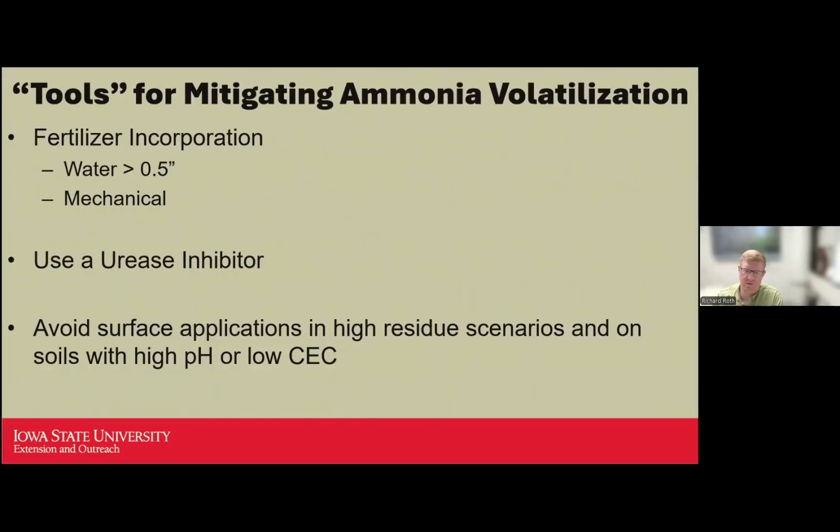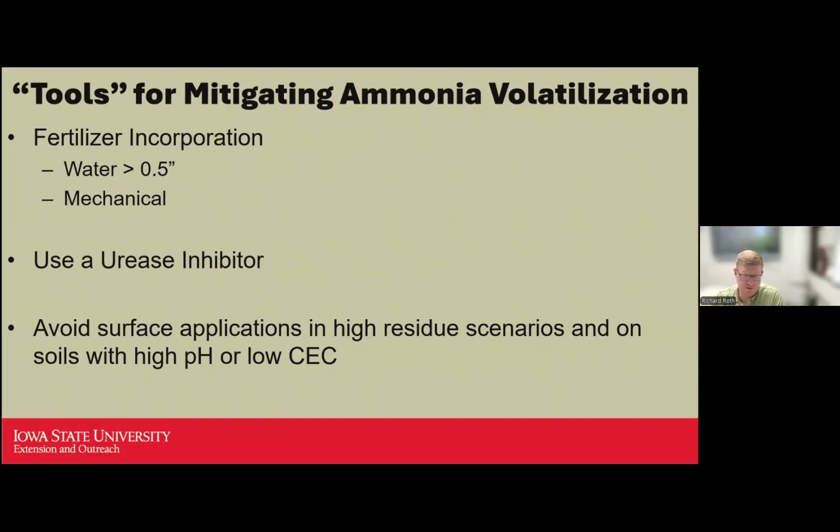Some tools we can use to help mitigate volatilization would be incorporation. Obviously we can't control the weather. I wish I could, but I can't. But if you can, try to plan any type of surface application prior to a rainfall, and when I say rainfall, I mean at least a half an inch. That'll help move a lot of that ammonium nitrogen into the soil, and so your risk goes down. You can also mechanically incorporate, so you can work it in. That really helps your risk of volatilization go down.